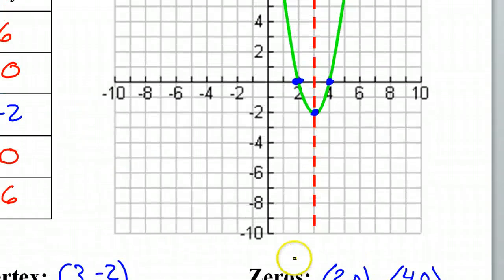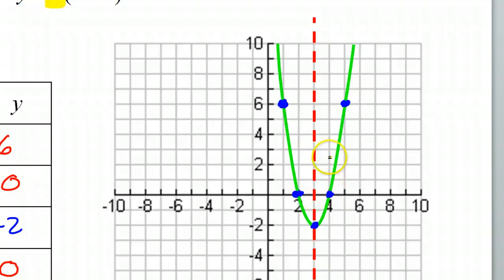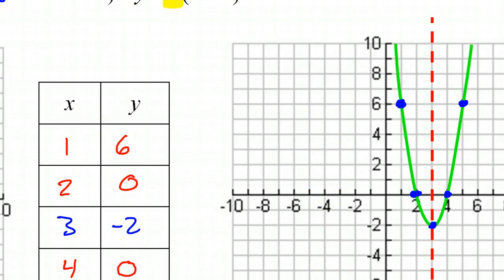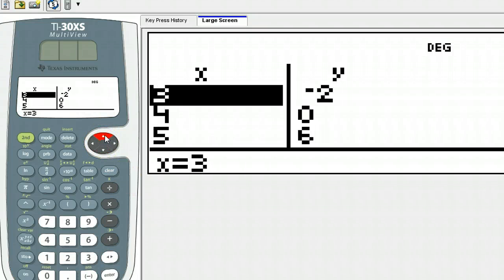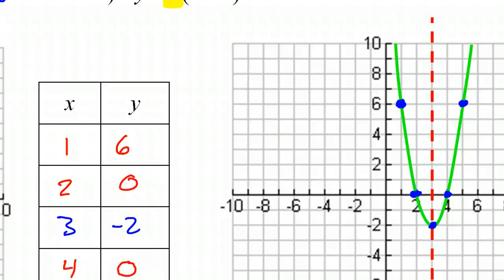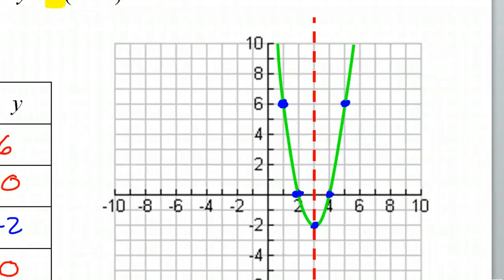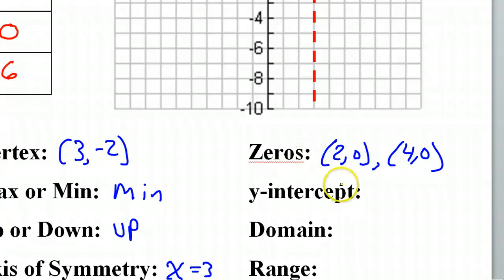Now the y-intercept is where the graph touches the y-axis. It's not visible here on the graph, it's just off camera, if you will. It's not on the chart, so we will get it off the calculator. The y-intercept is always (0, something), so just scroll to 0 and take a look. So (0, 16), and that's why we didn't see it, because 16 is too high for this graph. But the calculator handles it just fine. So the y-intercept is (0, 16).